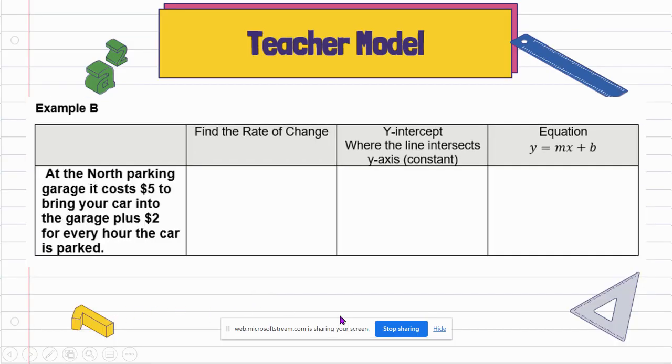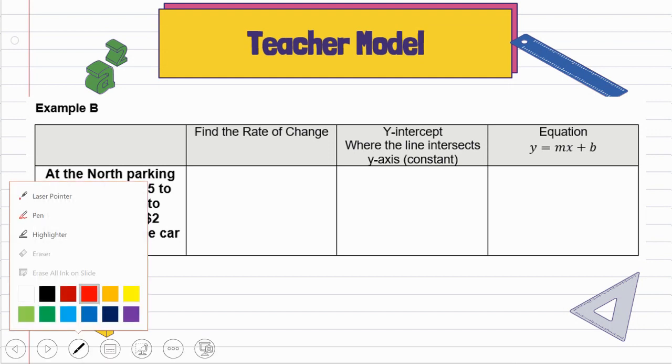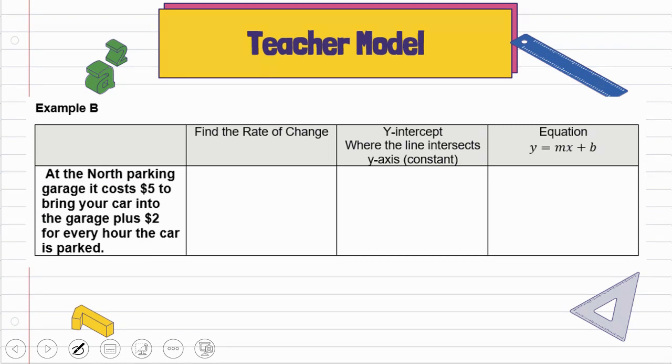We're now going to create a non-proportional relationship using words. So here it says at the North Parking Garage, it costs $5 to bring your car into the garage plus $2 for every hour the car is parked. Same thing, we have to find the rate of change. What is changing per what? In this case, it says it's $2 for every hour.